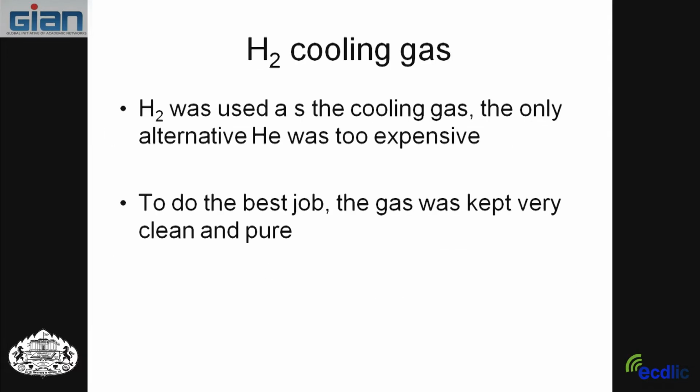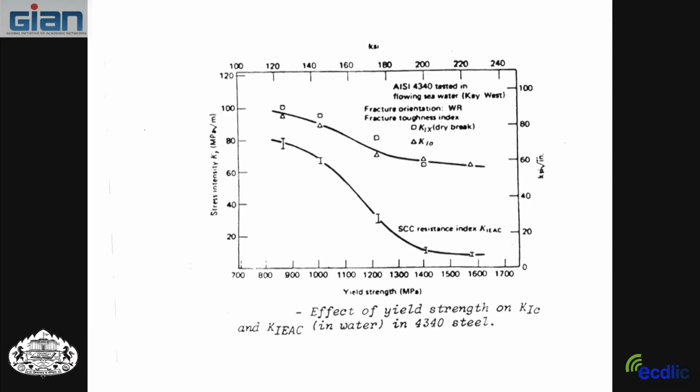Sir, how are the different yield strengths achieved with the same steel composition? Heat treatment. By changing the heat treatment, you get different yield strengths. Such a big range? Yeah, you can have a big range in this field.